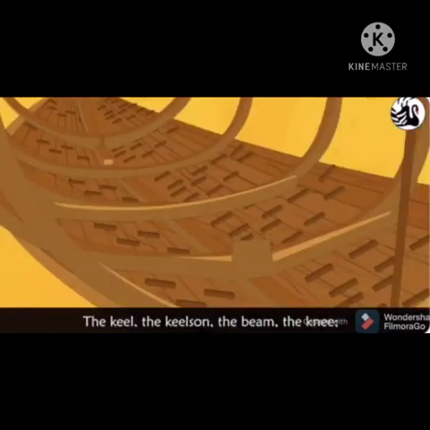The keel, the keelson, the beam, the knee. Now, what do you think is a keel? Keel is a fin-like structure that supports a ship. And what do you think is a keelson? It's a structure that joins the wooden structure of a ship to its keel.